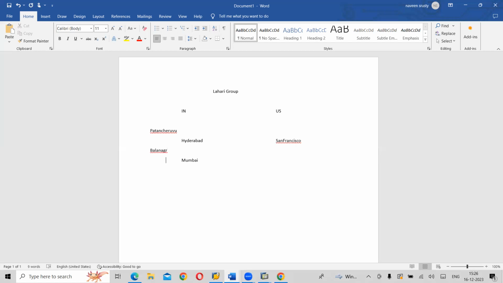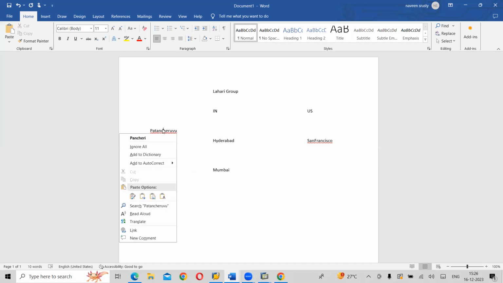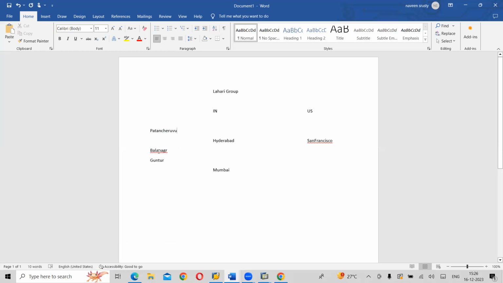Balanagar. Next one we have in Guntur. We are dealing in cement and steel. Whatever plants are there in Hyderabad, Patancheru, Balanagar and Guntur, all are cement plants. Guntur also has cement plants.